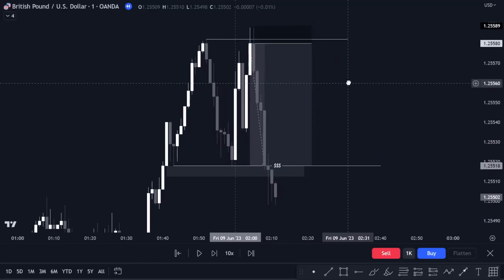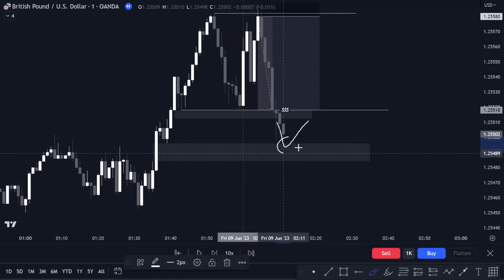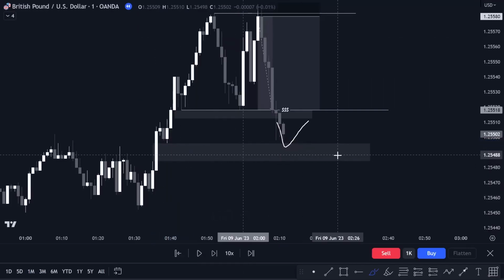This is 6.89. Okay, now there's something also. There is this fair value gap that was partially filled, and price can come here, and I can also enter from here. If there is a sweep of this low inside this fair value gap, I can enter. So let's see how it goes.